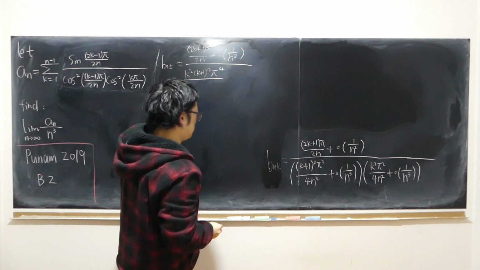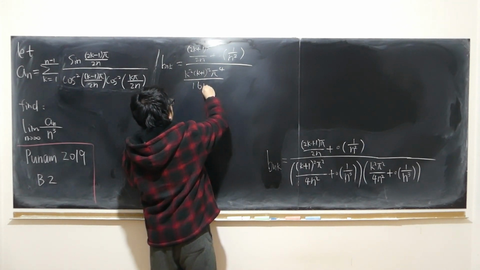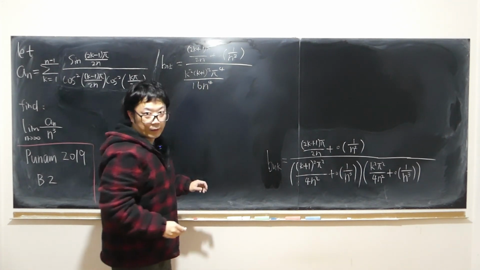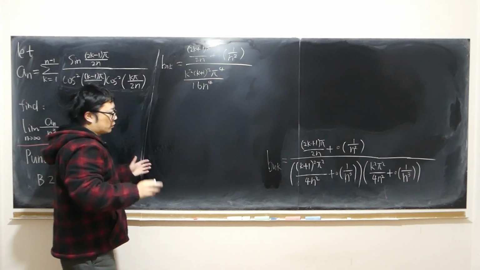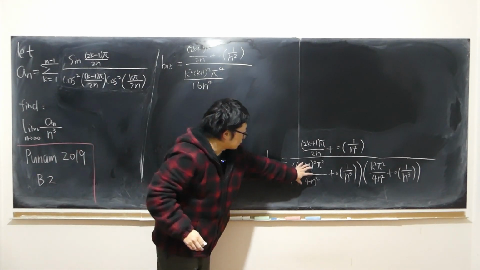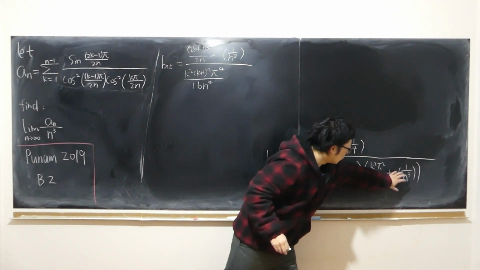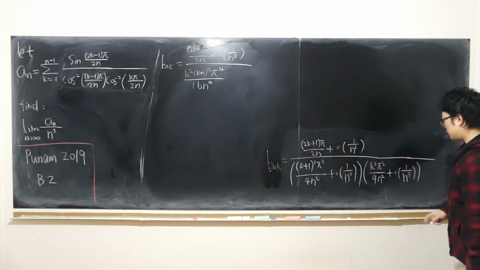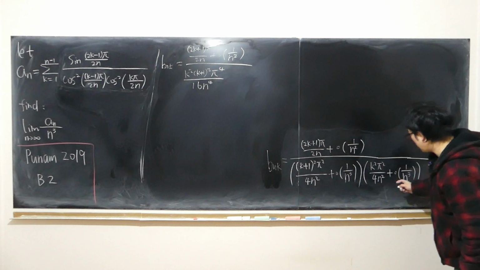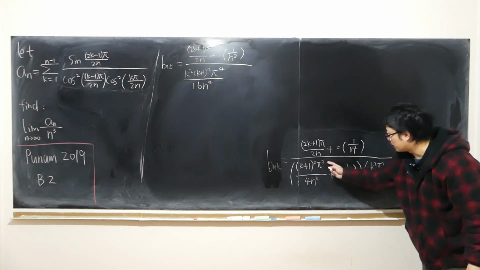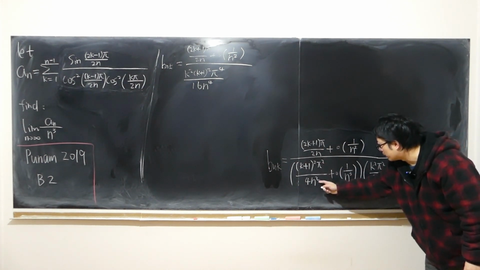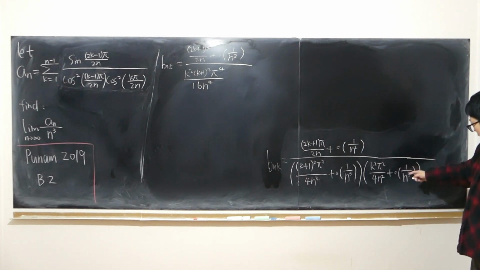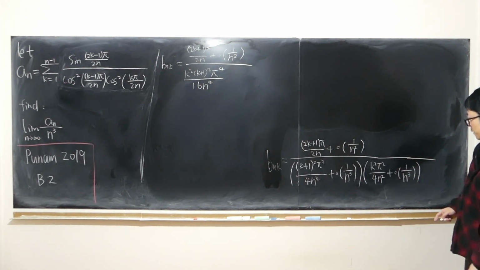Also 16 n to the power 4. Right? This is our main term. When you multiply the other terms, like this one multiplied by little o, just disregard all the constants. Just focus on 1 over n squared, 1 over n cubed. So 1 over n to the power 5.